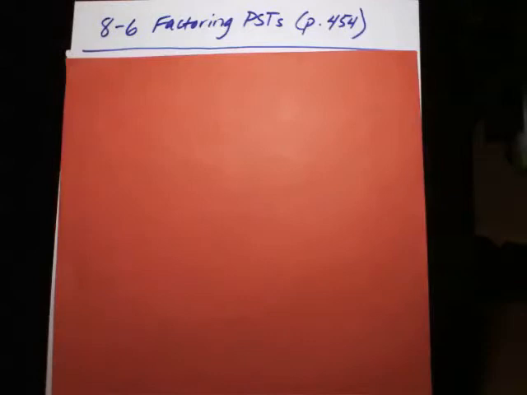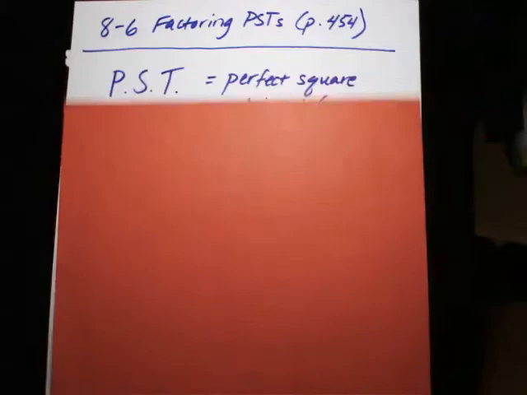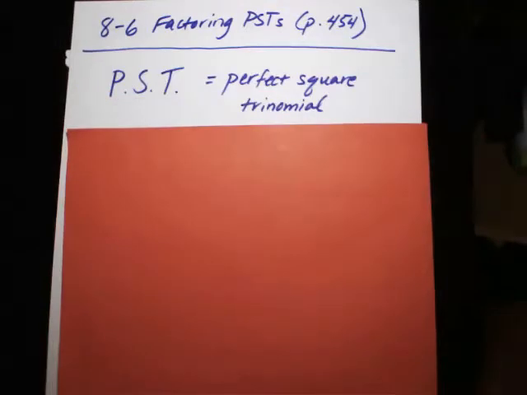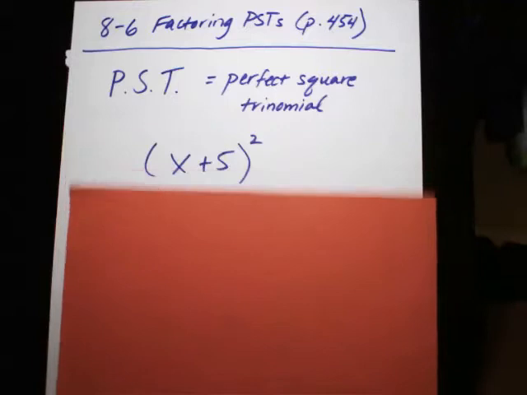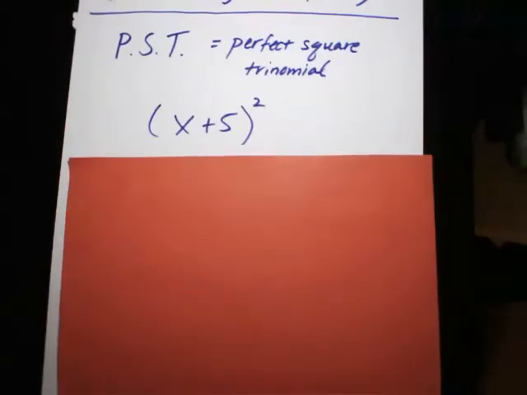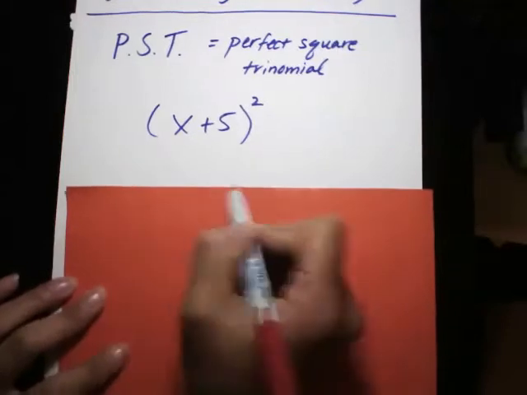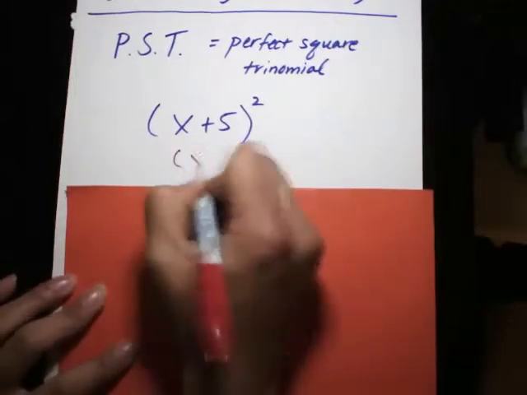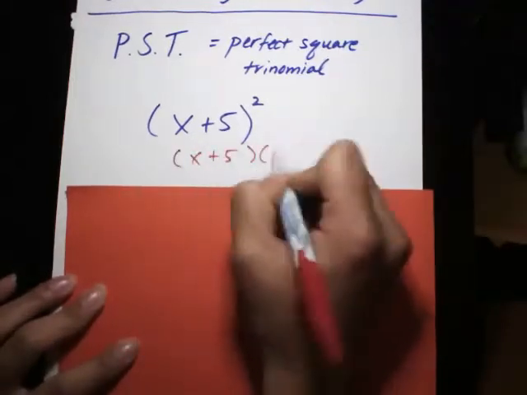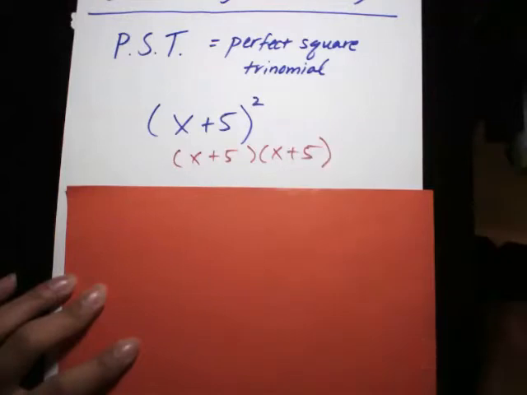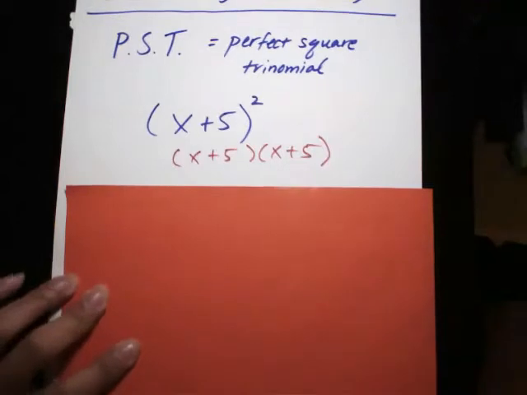In the second part of special products, we are factoring the perfect square trinomial. PST does indeed stand for perfect square trinomial. If you recall, it looks something like this. This is the quantity x plus 5 squared, which really means x plus 5 times x plus 5. Do you remember the shortcut for this?